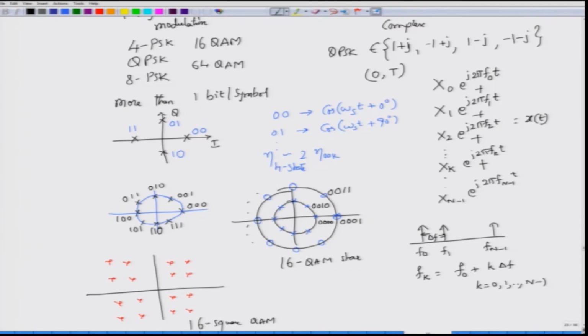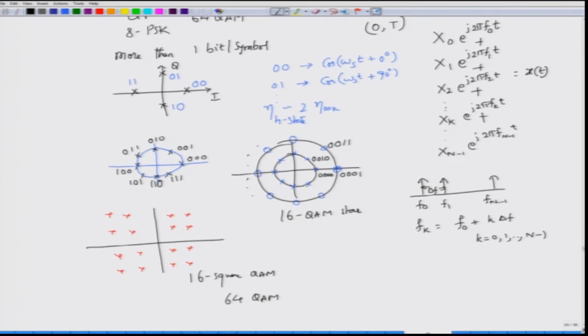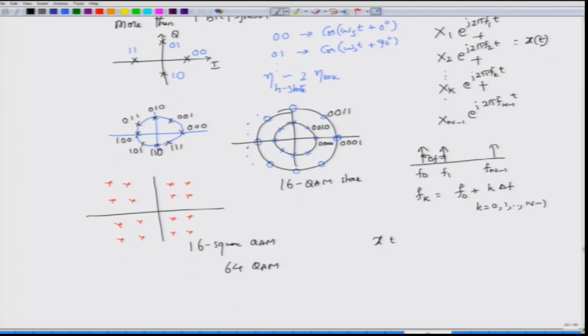So, this x of t is what is called the multi-carrier signal, and in short we can write this as the sum over k equals 0 to n minus 1 of x_k e^(j 2 pi f_k t). Now, you can question, how am I going to receive this x of t? So, after this you transmit it to the receiver side. You can say, how do I obtain this x_k?